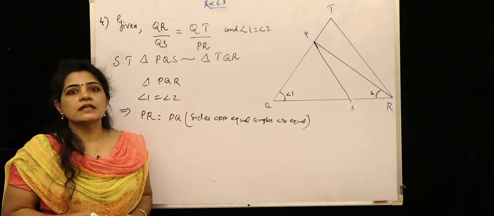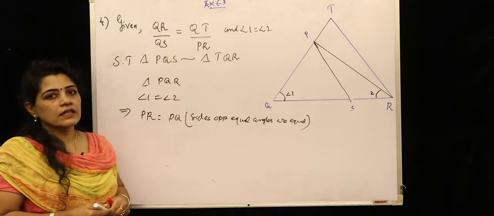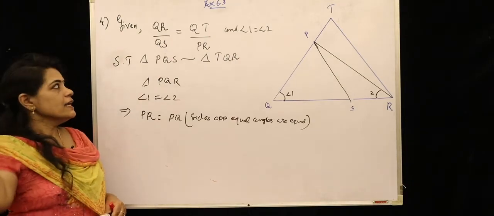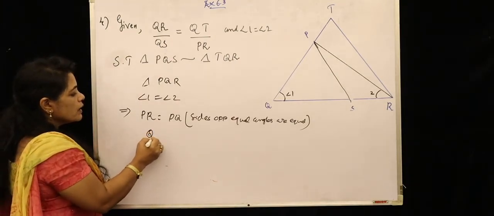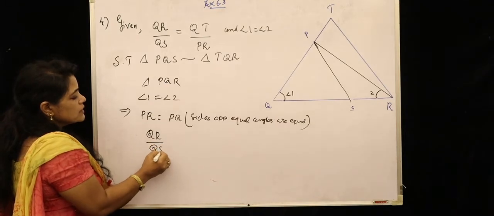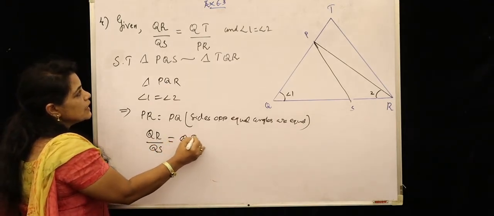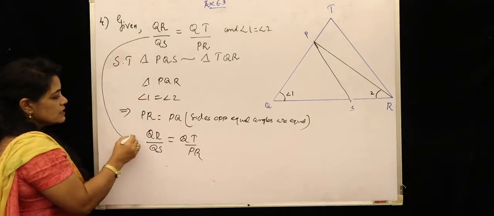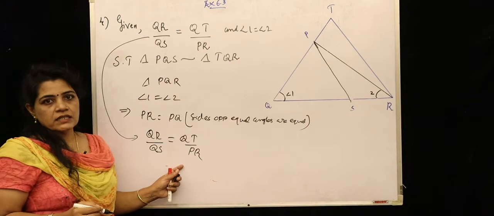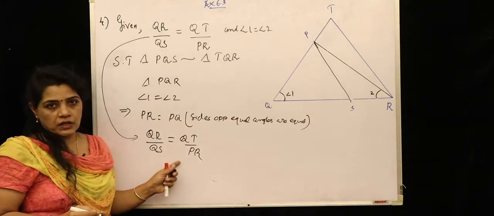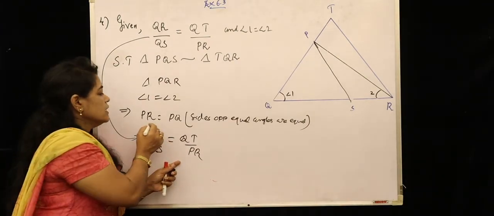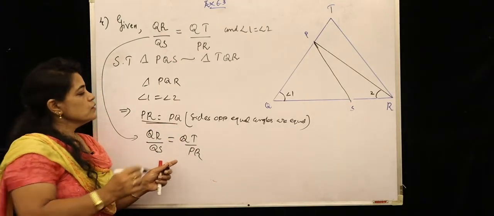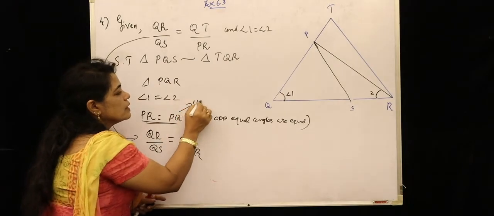And what else is given, children? We have this ratio given, and from this we are going to get another piece of information. It is given that QR divided by QS equals QT by PR. I just rewrote this given detail. I am going to make a change because of this one, that is PR equals PQ. Let it be equation number 1.